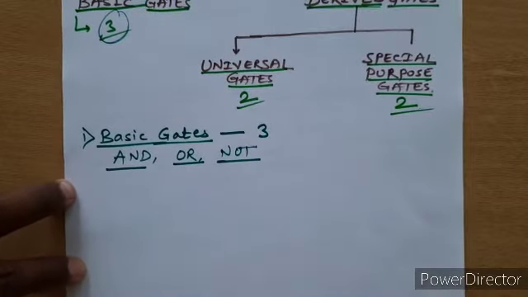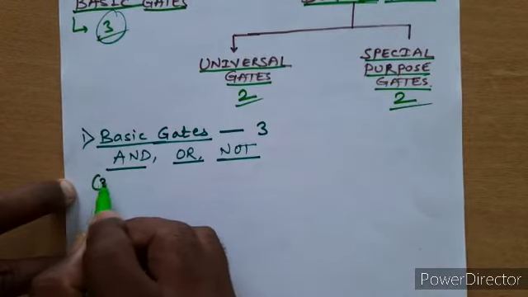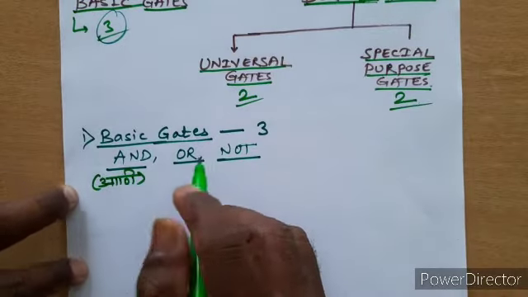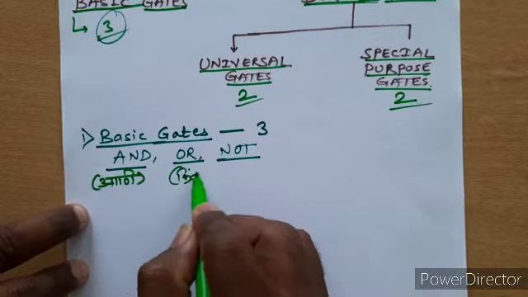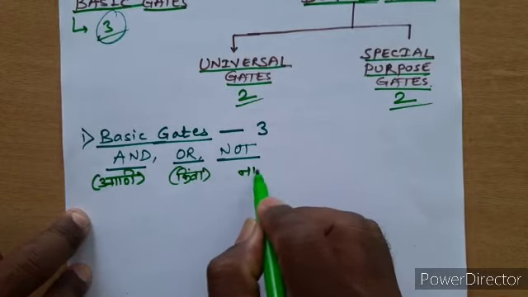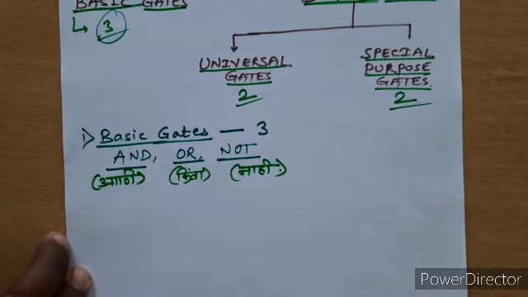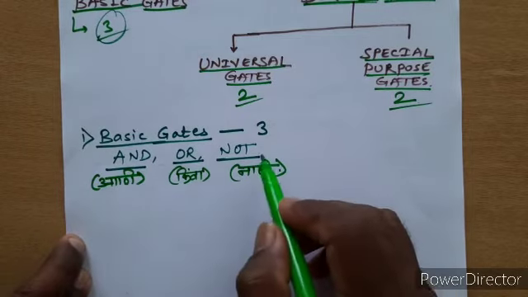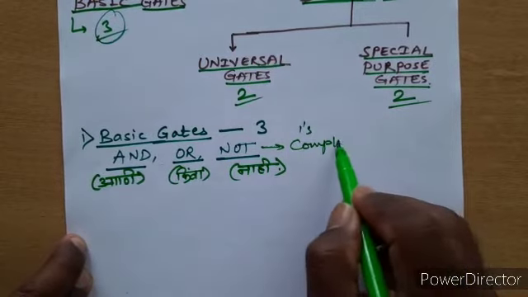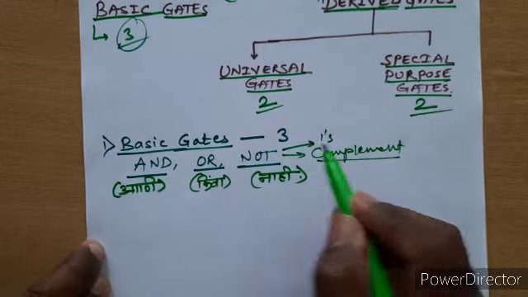Here I would preferably use Marathi words. AND means ani. OR means kiwa. NOT means nahi. NOT means no. Now this will relate to complement, that is, one's complement. We'll see shortly how the NOT gate is related to one's complement.